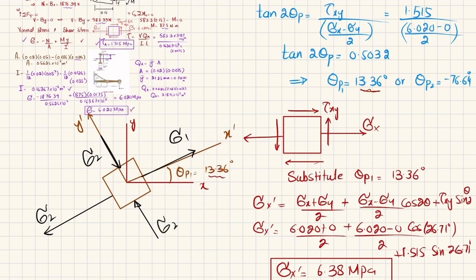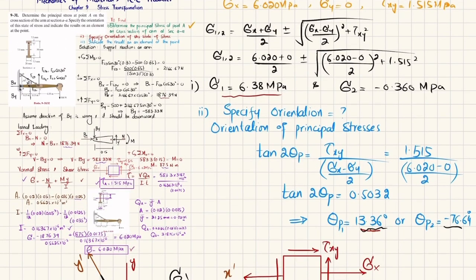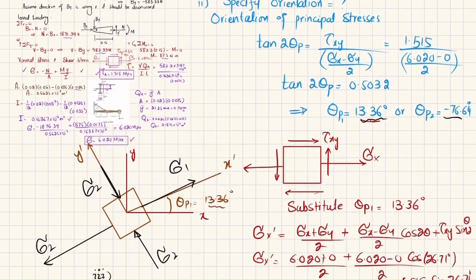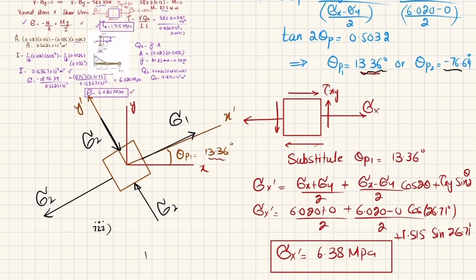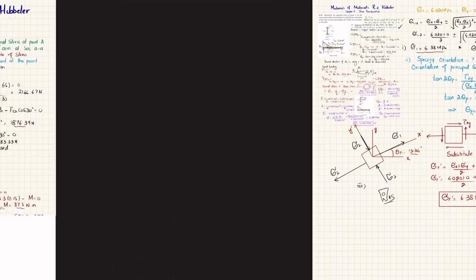Clear? And this is the answer of our third part. These are the answers of specify the location, and the third part was indicate the result on the element on the point stress. So this is the answer of our third part. And that was all about this problem 9-31.